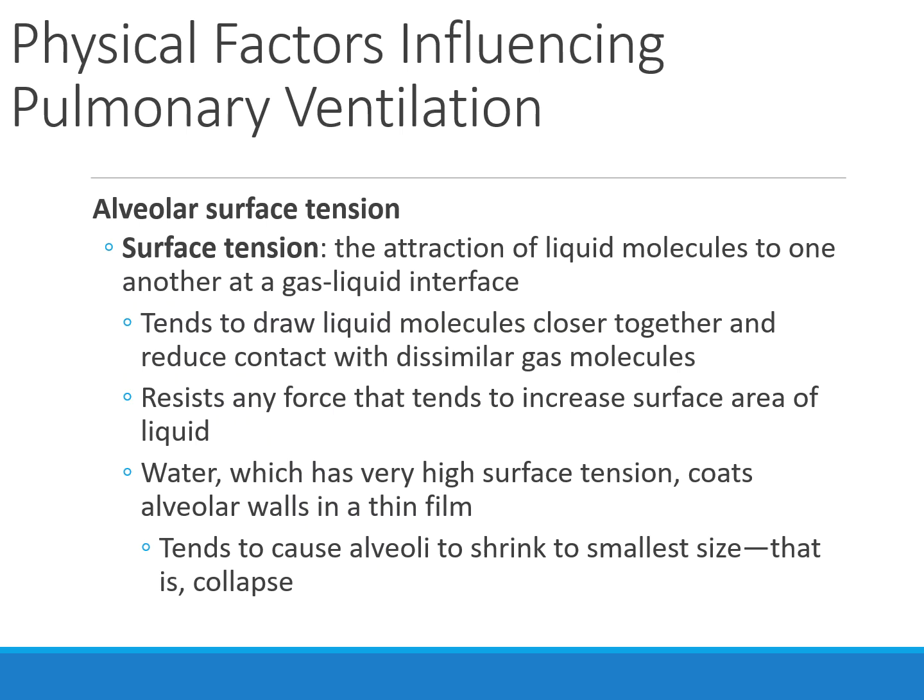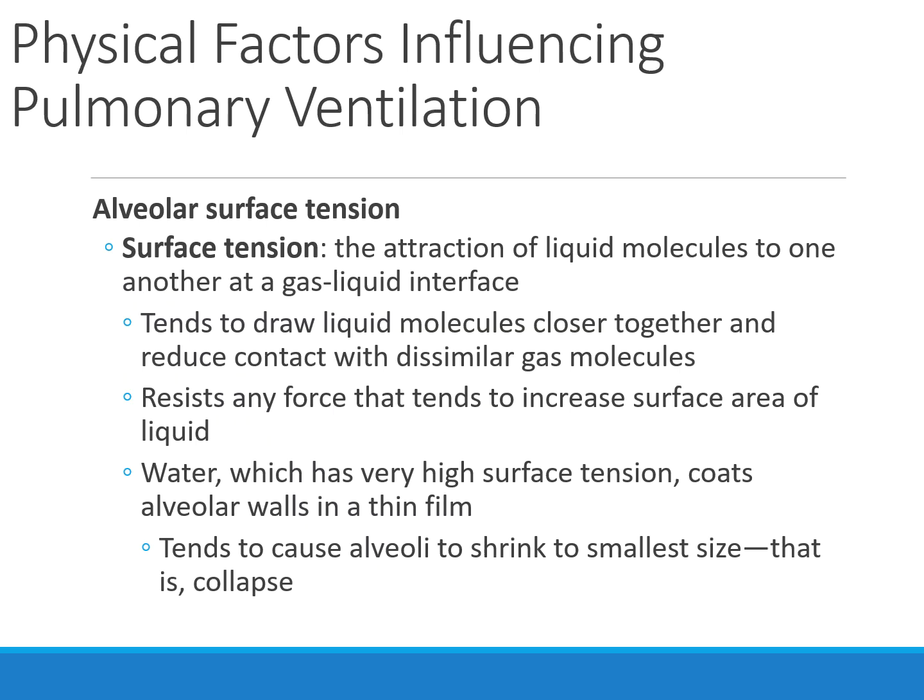Alveolar surface tension is another physical factor that influences pulmonary ventilation. Surface tension, if you remember from Bio 210, is the attraction of the liquid molecules to one another at the interface between air and water. I always say it's kind of like the skin on the surface of a liquid. It's not really a skin, but the molecules there are holding a little bit tighter to each other, and that draws the liquid molecules closer together and reduces the contact with dissimilar gas molecules at that interface. So it resists any force that tends to increase the surface area of the liquid.